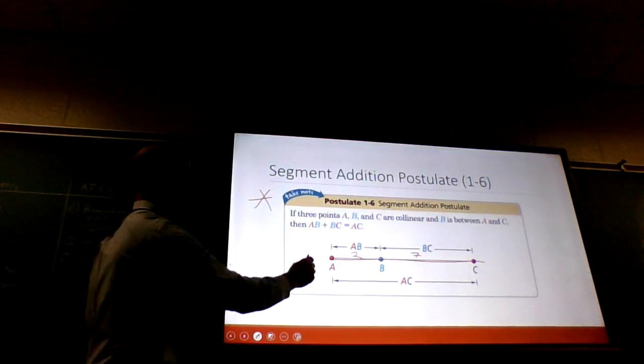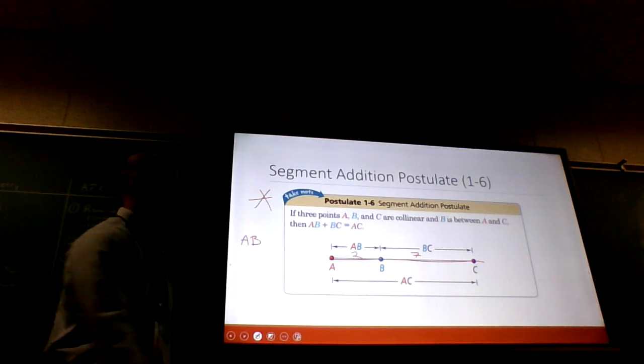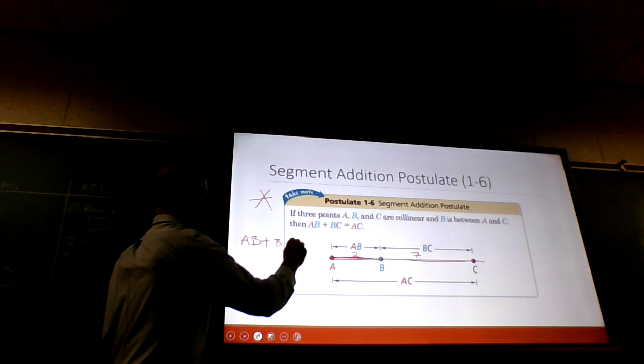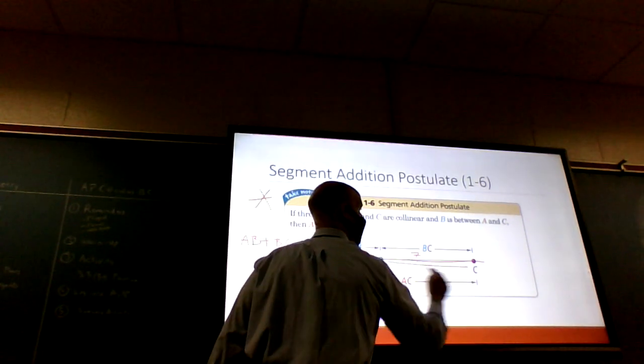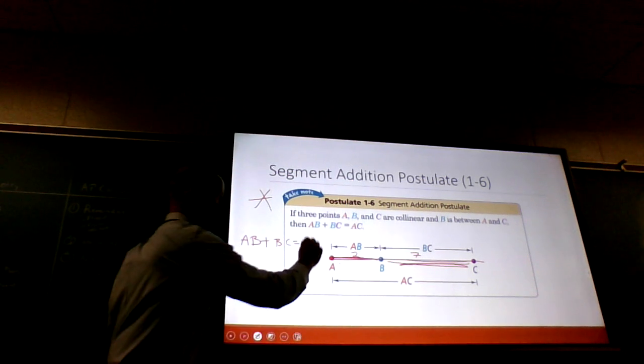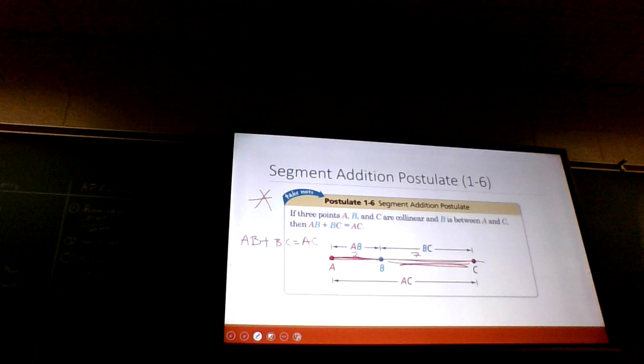In other words, it's saying the length of AB, that's from here to here, plus BC, that's this length, here to here, is equal to what? AC. He said it right. I almost said it wrong. Good job. That's right. Okay?